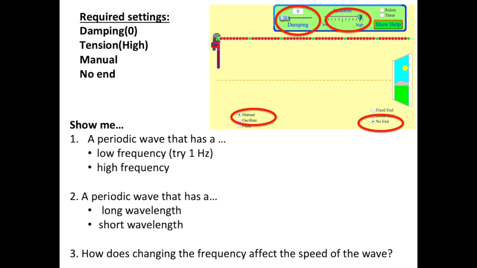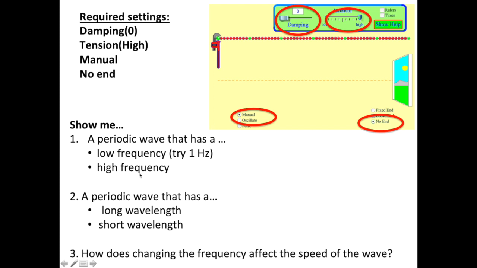So another simulation, things that we practiced. So go ahead and set it up with these criteria, and then make a periodic wave that has a low frequency. So try 1 hertz. So what we did there was we jiggled the wrench so that it would take 1 second to go up, down, and back to the equilibrium. And a periodic wave means that it's repeating. So you would be starting at the equilibrium, going up, down, up, down, at a rate of 1 complete cycle every second.